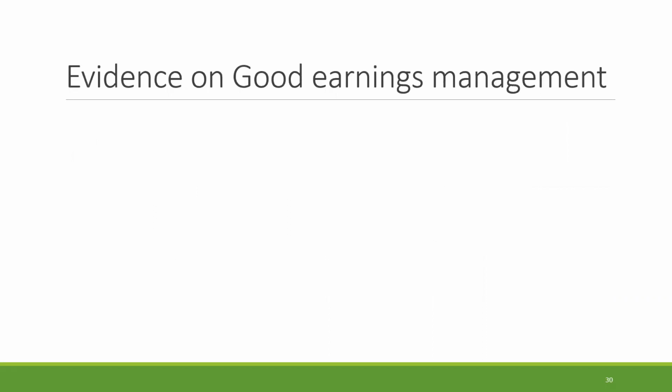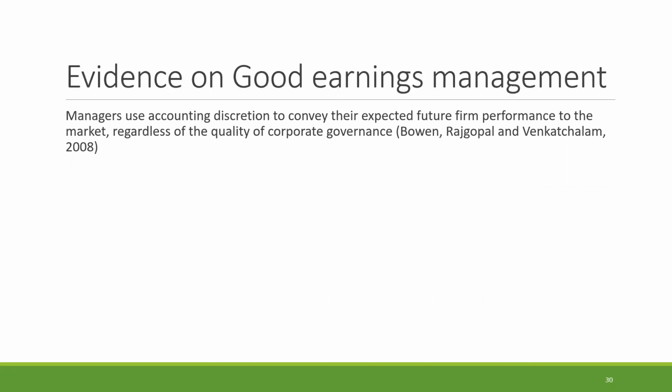So is there any evidence at all? Some research. Bo and Rajgopal, their conclusion was that managers use accounting discretion to communicate their expectations about future firm performance. Now, if a manager is, let's say, reducing reported net income, maybe that is an indicator to the market that, hey, guys, tougher times are ahead. That could also be seen as a way of communicating that things are going to be tight.